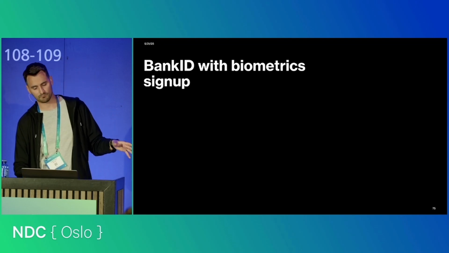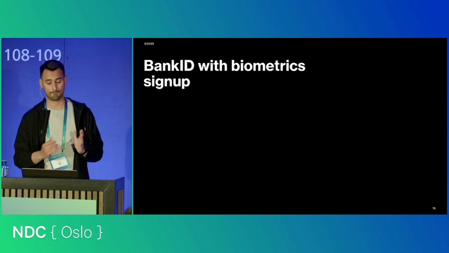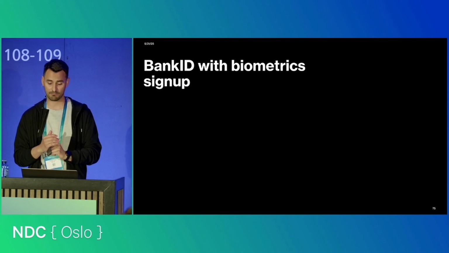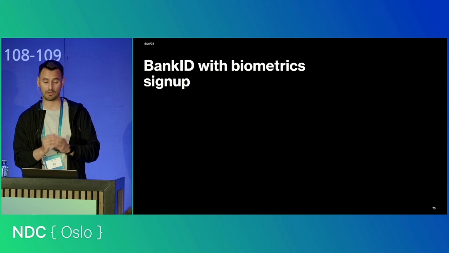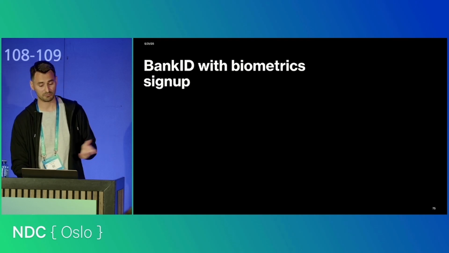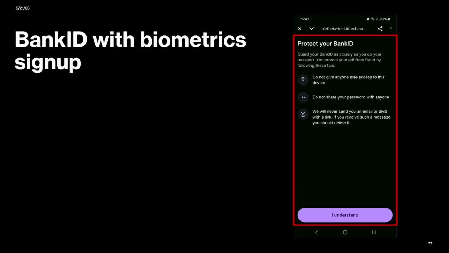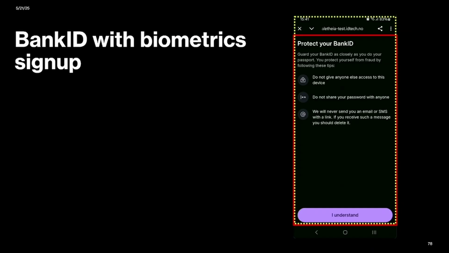And if I click that button, the BankID app will launch a Chrome custom tab, which effectively embeds a website inside the native app, which will allow us to use WebAuthn, which is a web API, inside the native app. Let me show you. So this is a web page, which is embedded into a native app. And this is on Android, by the way, but the principle is the same on iOS.